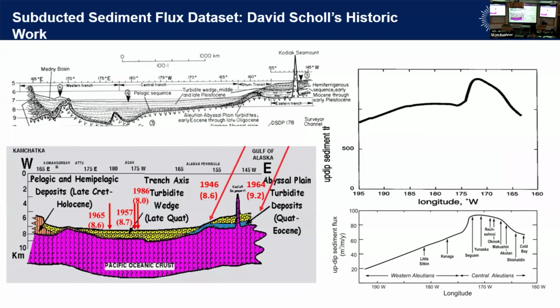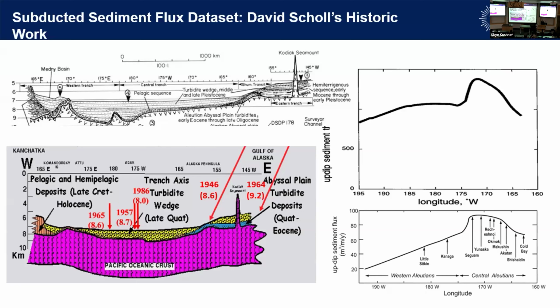I forgot to put the attributions here. The beautiful historic diagram is David Scholl's 1974 monograph looking at sediments from east to west along the Aleutian Trench. And that's been reproduced multiple times over multiple decades in all of these other figures. That's been the primary data for understanding sediment subduction flux along strike.